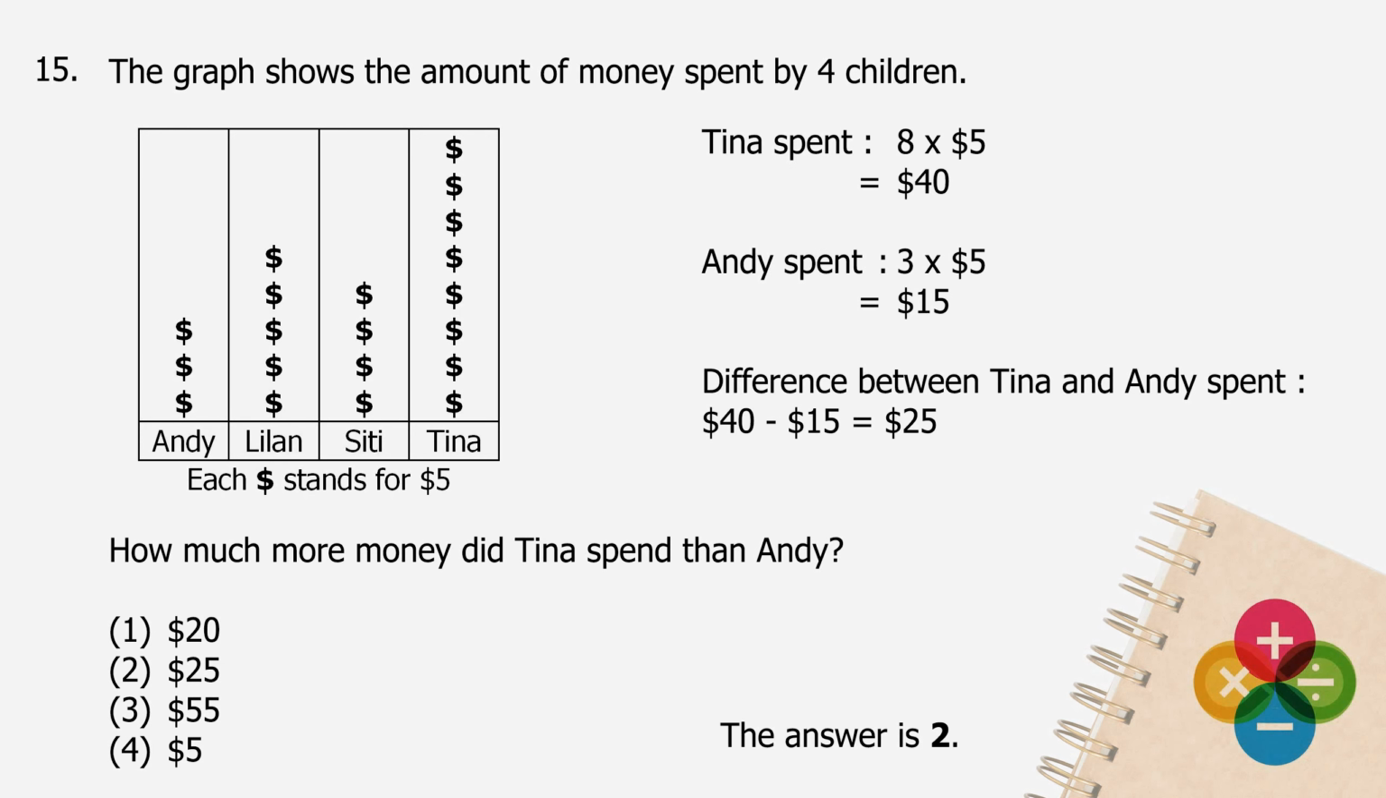The amount of money Tina spent will be, multiply 8 by $5, and the product is $40. The amount of money Andy spent will be, multiply 3 by $5, and the product is $15. The difference between Tina and Andy will be, subtract $15 from $40, and the difference is $25. The answer is 2.